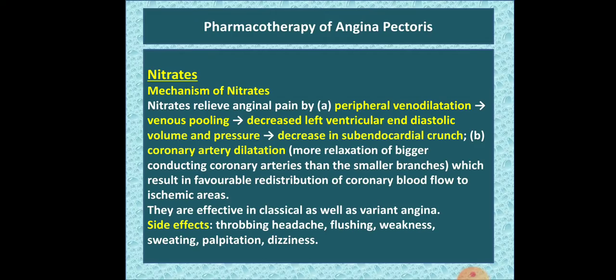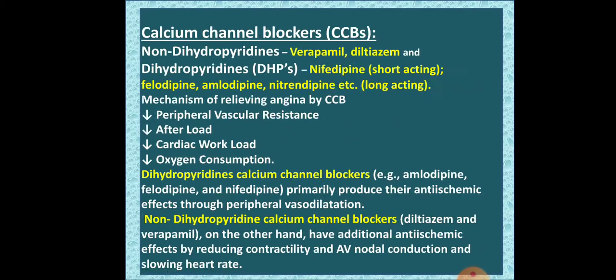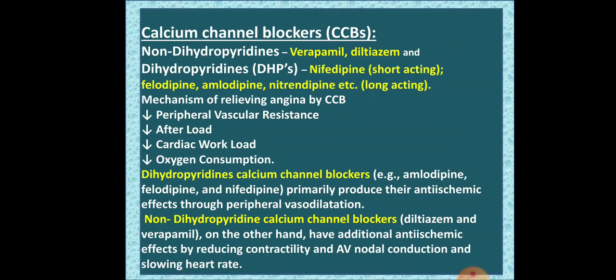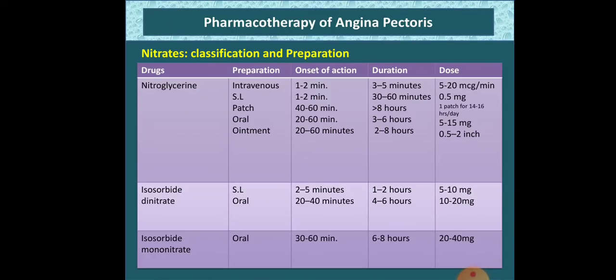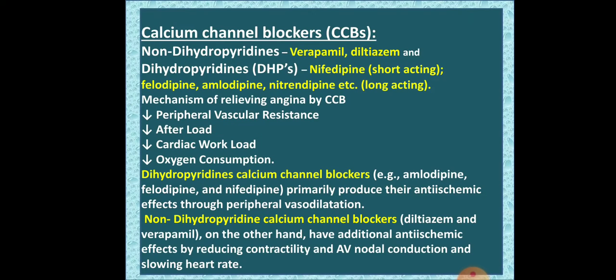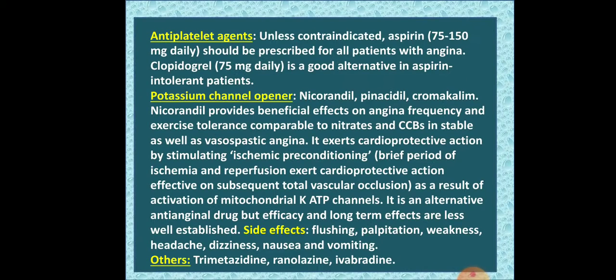So in the pharmacotherapy of the angina, if someone asks you which are the anti-anginal agents, your answer should be, we just quickly go, the agents, the nitrates, okay, these are used, then the beta blockers, cardioselective beta blockers, then calcium channel blockers, then potassium channel openers and antiplatelet agents. These all agents are useful in the angina.